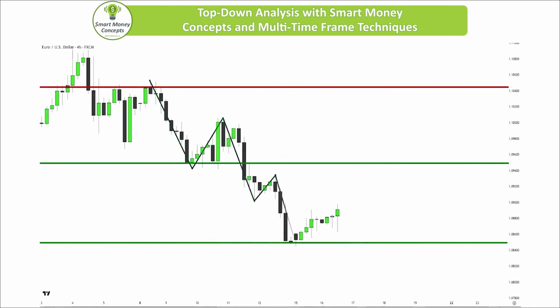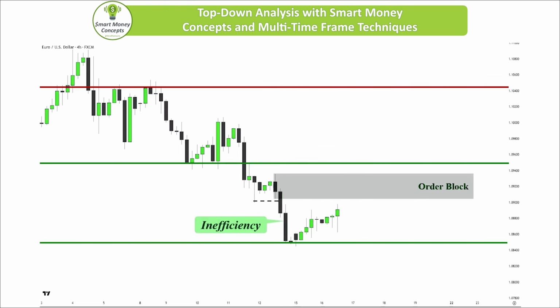Here, the market has recently broken below a key daily level with momentum, indicating that supply is in control. Currently, we have an inefficient move that created a fair value gap and a break of structure. So, the candle that created the inefficiency is our order block zone, which could provide a possible short entry.